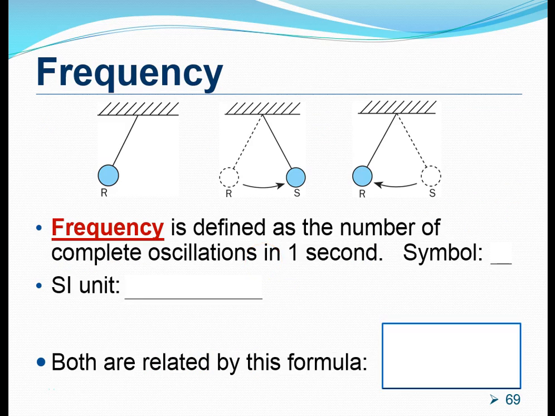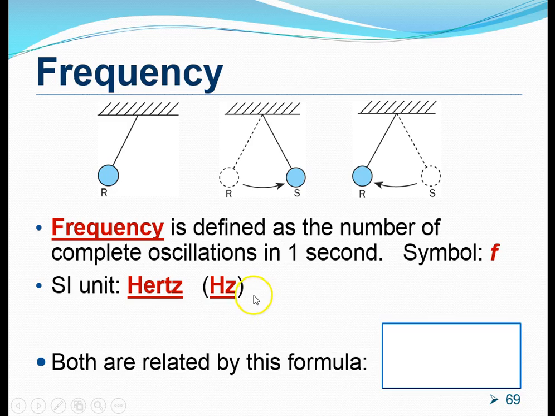Now, let's have a look at frequency. Frequency, again, let us recall, is defined as the number of complete oscillations in 1 second. The symbol for frequency is a small letter f. And the SI unit of frequency is this unit called Hertz, H-E-R-T-Z, and it has a symbol capital H and a small z.